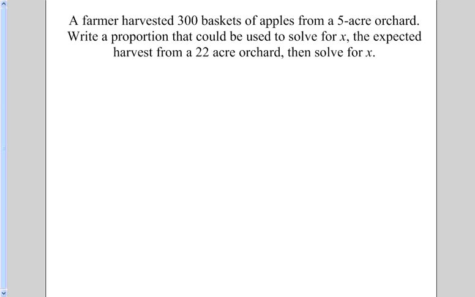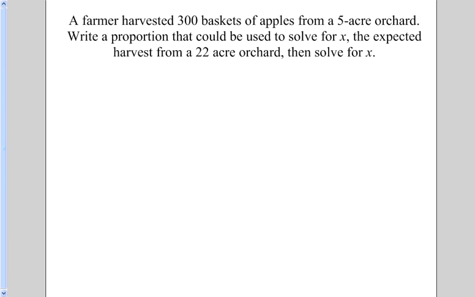This problem tells us that a farmer harvested 300 baskets of apples from a 5-acre orchard. Okay, so the farmer collected 300 baskets of apples from a 5-acre orchard. An acre is an area of land. Write a proportion that could be used to solve for x, the expected harvest from a 22-acre orchard, and then solve for x.